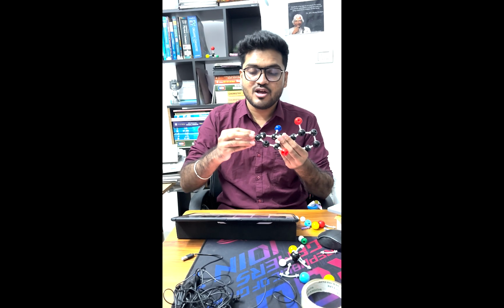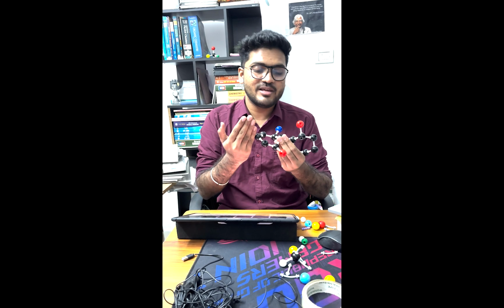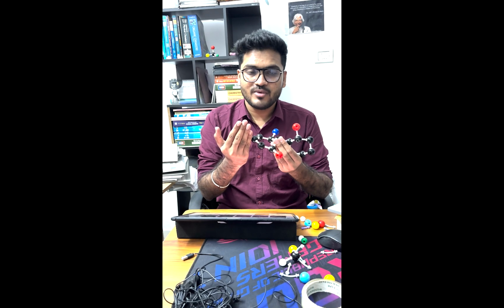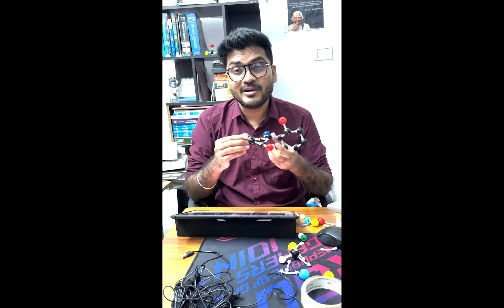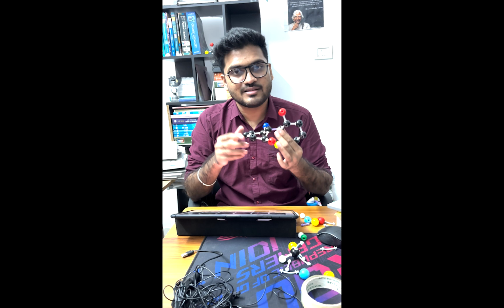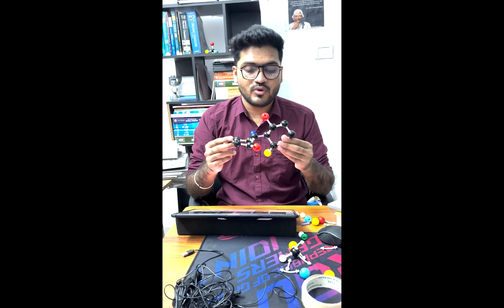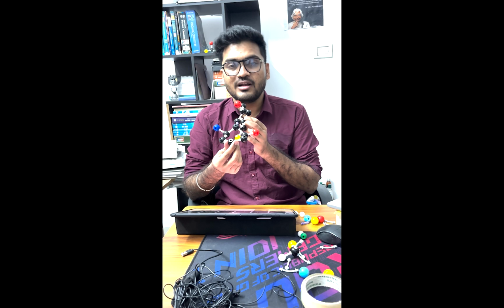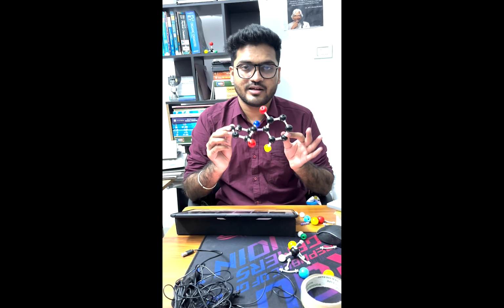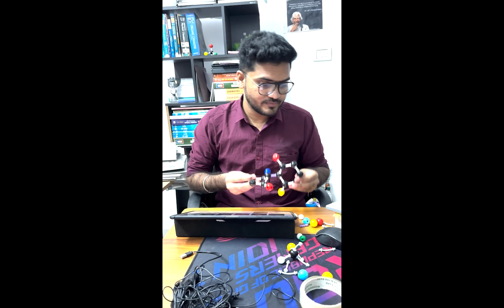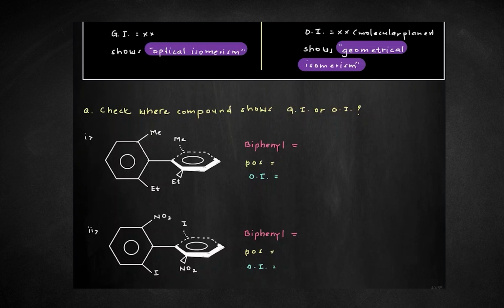If we attach one more ring here, that ring will again be like this, parallel with the terminal ring, and that will be the terphenyl system. In the terphenyl system, you have to check geometrical isomerism. Clear? Now, I hope this model is helpful for your understanding. Okay, now let's solve some examples on this part.